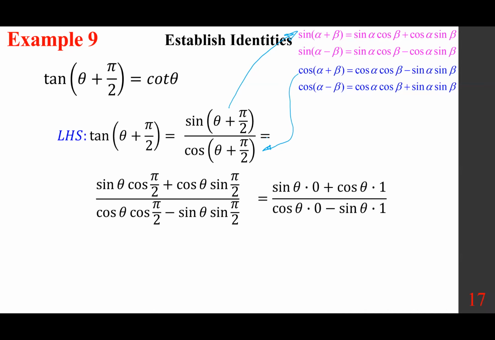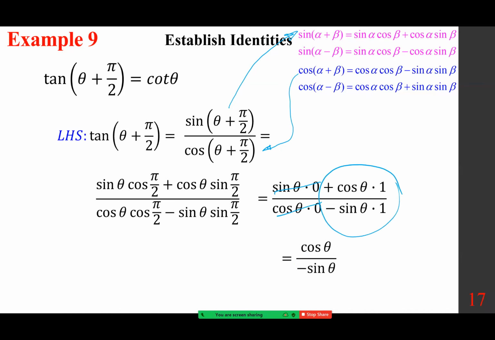Cosine of pi over 2 is 0. Sine of pi over 2 is 1. So this is 0. This is 0. We are left with cosine over negative sine. And that is cotangent theta.